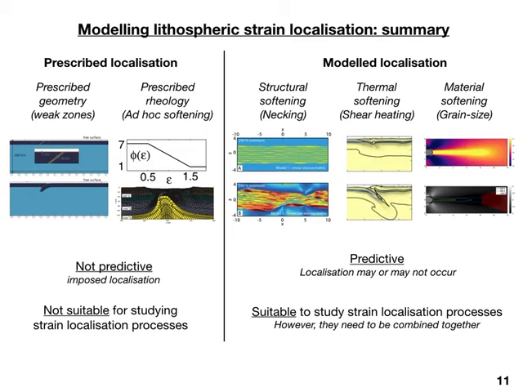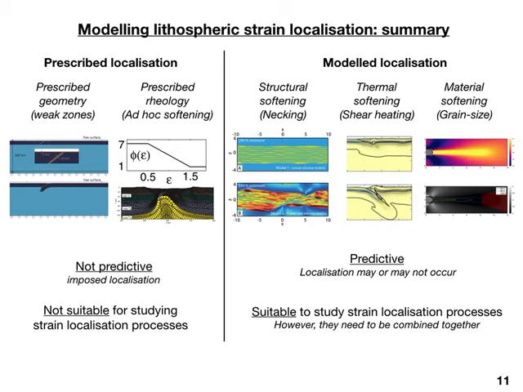So, just to wrap up these different lithospheric strain localization approaches, I described prescribed localization mechanisms, which can be done by either prescribing geometry with weak zones or prescribing the rheology with ad hoc softening. On the right side, we have the models in which localization is actually modeled. This can be done by either considering structural softening related to necking, thermal softening related to shear heating, for example, or material softening related to grain size. Models that prescribe localization have no predictive power because they impose strain localization.